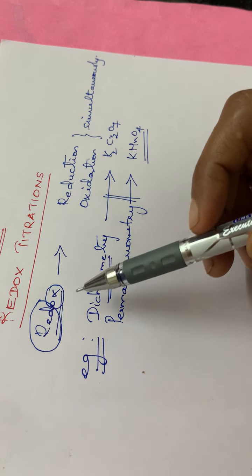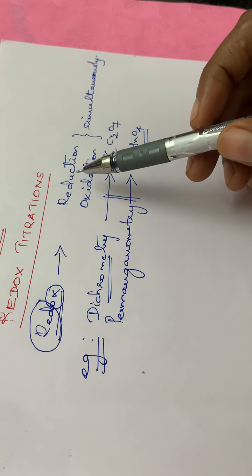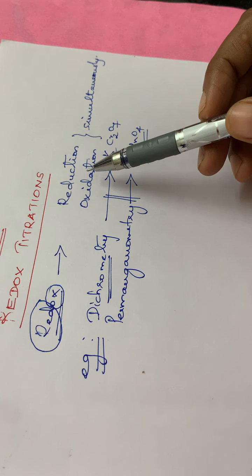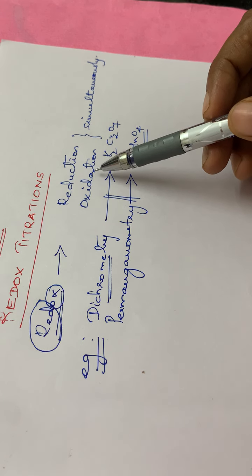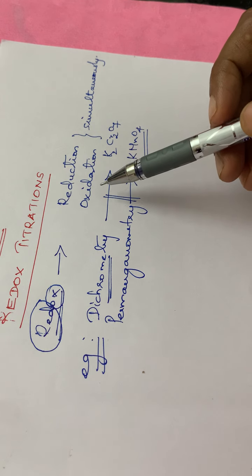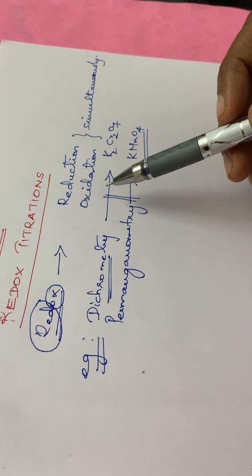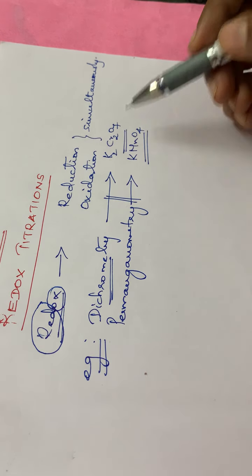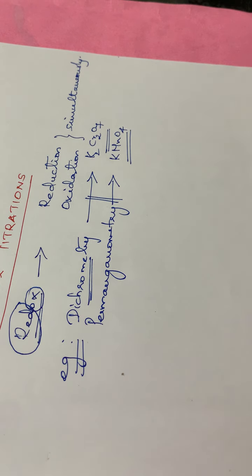So once again I'll be repeating. Redox reactions means those reactions which are having reduction as well as oxidation reactions taking place simultaneously. Examples for some of the redox reactions are dichrometry and permanganometry. Dichrometry means using standard solutions of potassium dichromate.